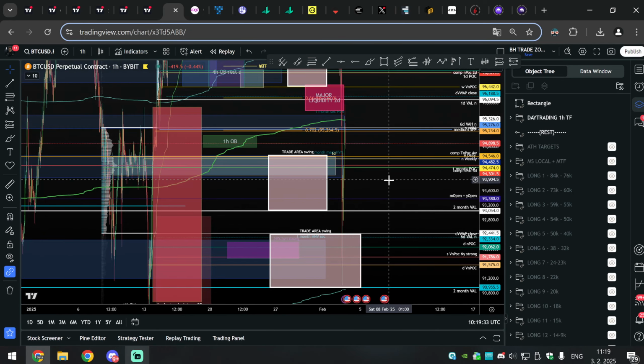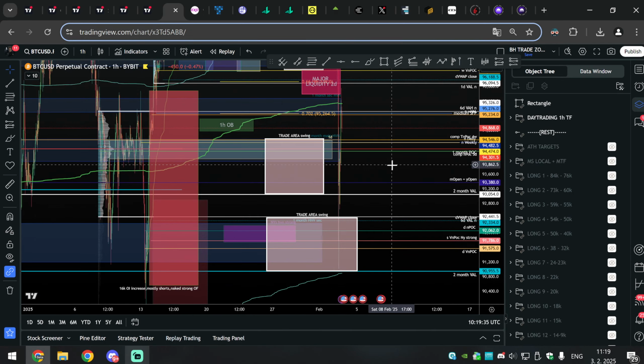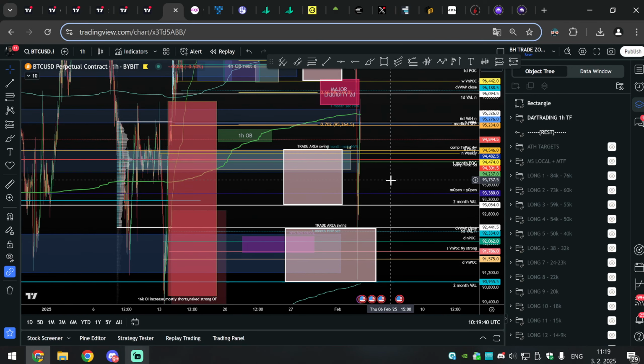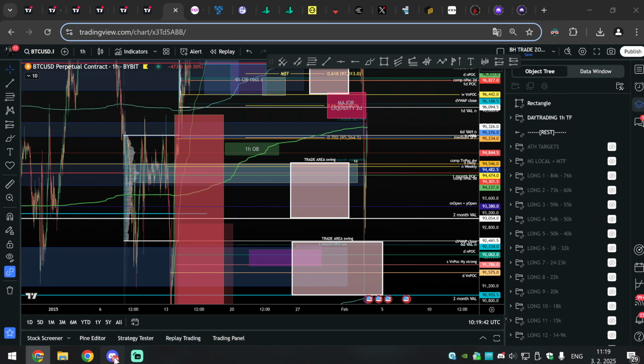So we should be talking first about the macro situation. Bitcoin is not trading alone in the world. It's getting affected by the Trump administration taking certain steps. So we are reacting down.